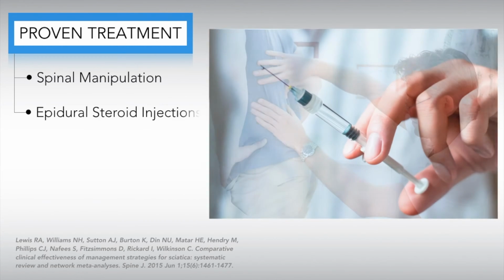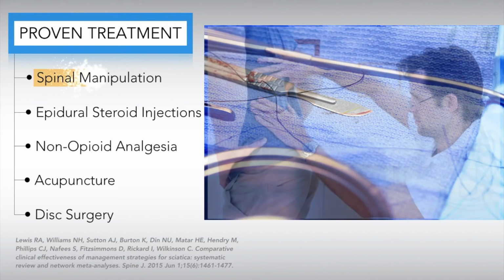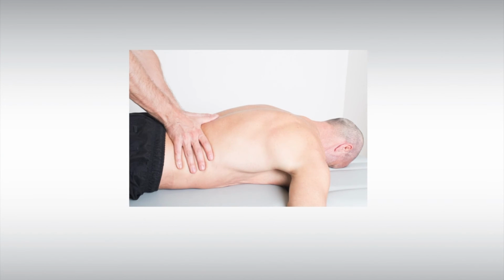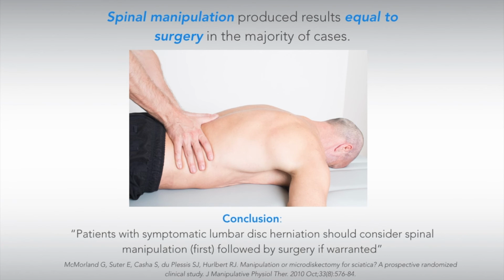A research review of 90 clinical trials identified the most effective treatments for disc lesions and sciatica. The study supported only a handful of interventions, including chiropractic spinal manipulation, the natural option that chiropractors are uniquely trained to provide. Another study demonstrated that chiropractic treatment produced results equal to surgery in the majority of cases. The authors concluded that patients with symptomatic lumbar disc herniations should consider spinal manipulation first. And in addition to being effective, chiropractic spinal manipulation is one of the safest available options.